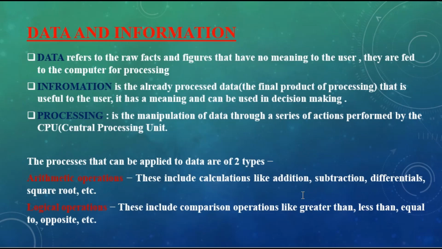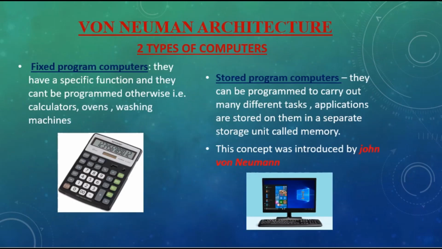Now, after processing of the data, we'll have an output. This output is what we call information. Information, we can define it as the already processed data. That is the final product of processing, which is useful and meaningful for decision making to the user.